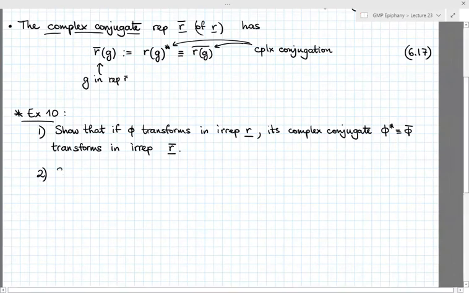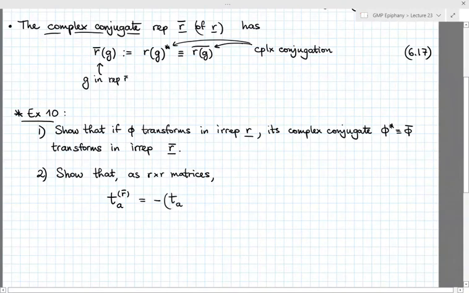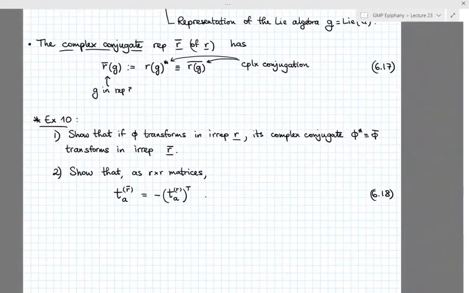So in the second part of the exercise, I'll ask you to show that, as R by R matrices, the generators TA in the representation R bar are equal to minus the transpose of the generators TA in representation R. This is again a matter of using 6.17 and expressing R of G as an exponential of i alpha A TA in the appropriate representation.